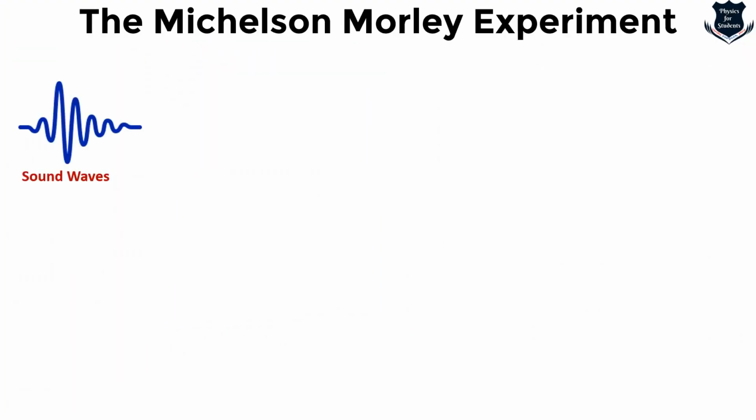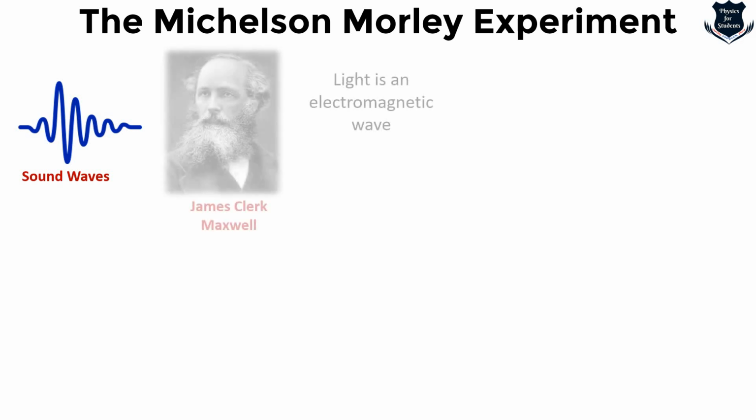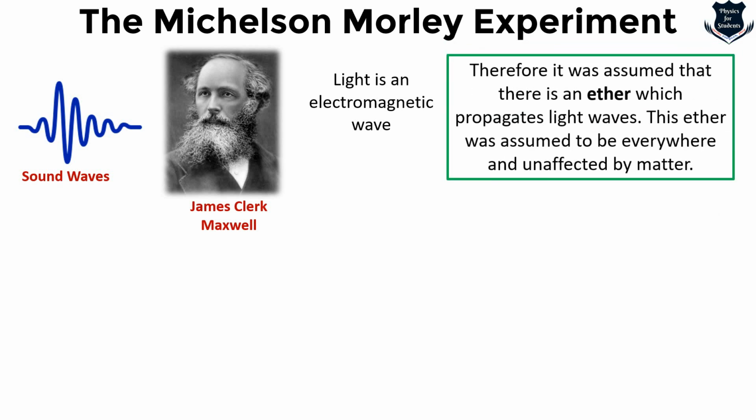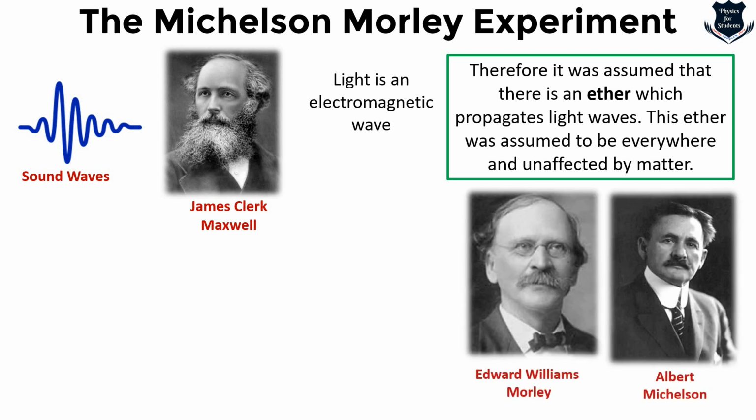Sound waves generally need a medium through which they travel. We know that. In 1864, James Clerk Maxwell showed that light is an electromagnetic wave. Therefore, it was assumed that there is an ether through which light propagates. The ether was assumed to be everywhere and unaffected by matter, so the ether theory could be used to determine something called the absolute frame of reference. That is what was assumed during that time.